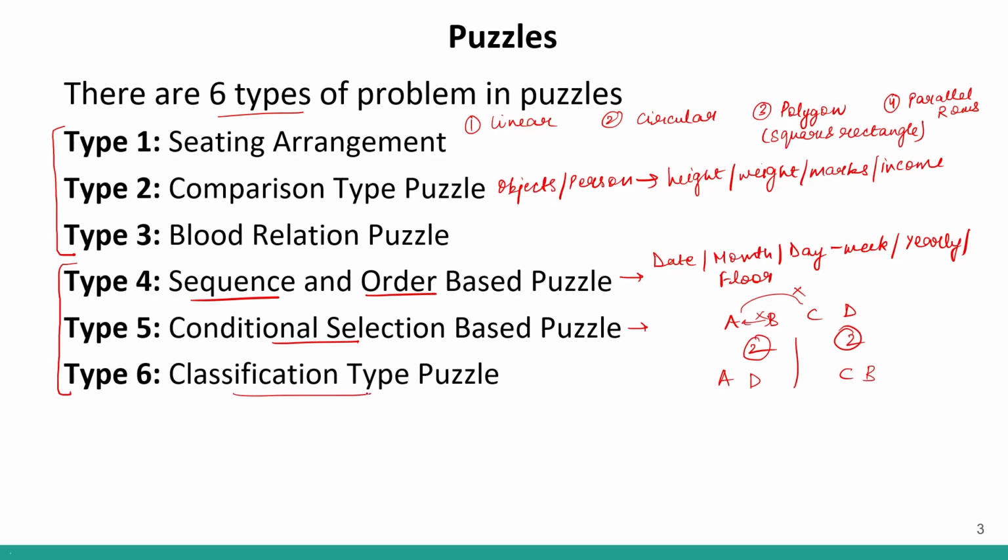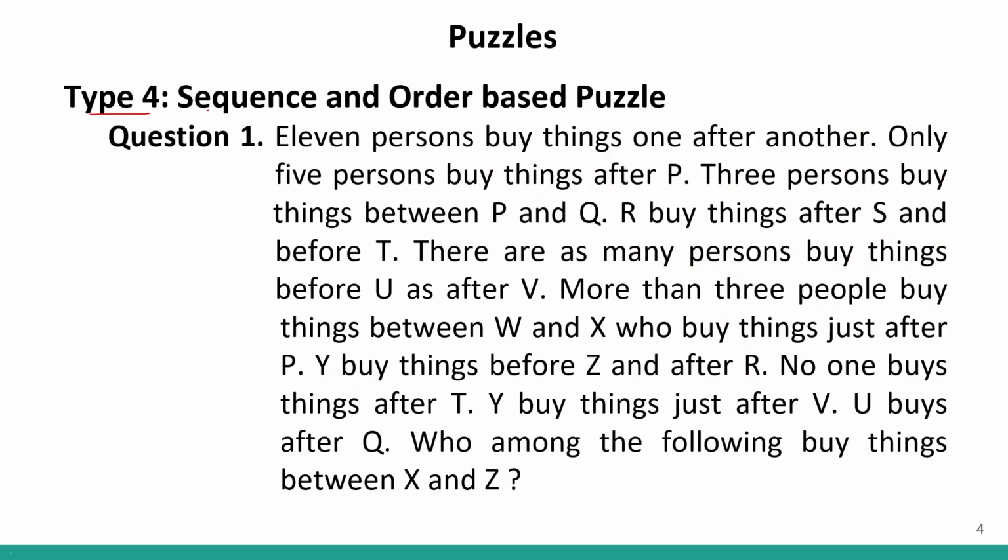And then we have the classification type. In classification type, we have, for example, 4 people wearing 4 types of colors, going to 4 different places. We have more than 2 variables or sometimes even 2 variables, and we have to classify them. So these are the 3 types of questions that today we will discuss in detail. Okay, so let us start with type 4, sequence and order based puzzle. Based on this puzzle, we might have 1 or 2 questions or even 3 questions. So let us first solve this one.